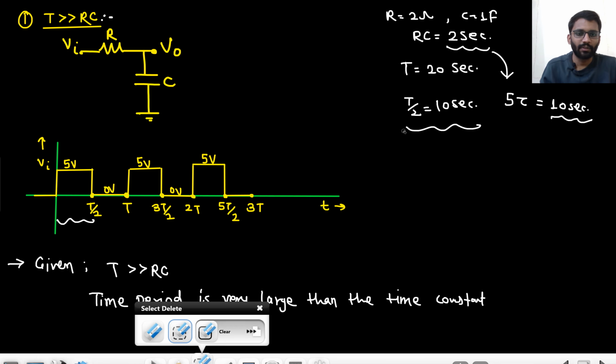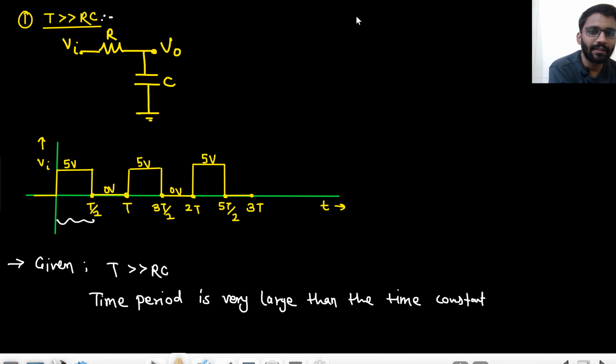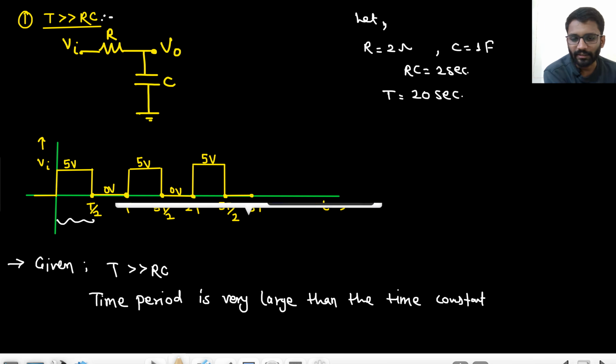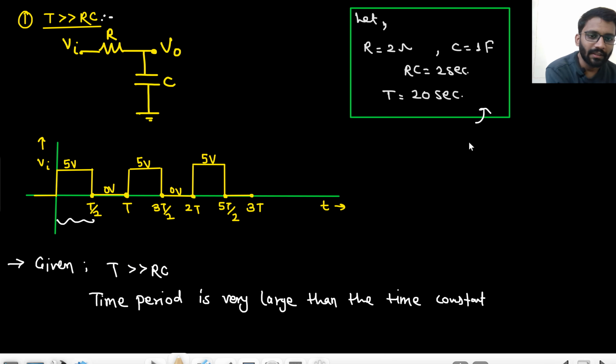Okay, so this is what we were writing. I will just write down the values. Let R equals 2 ohm, C equals 1 farad, RC would be 2 seconds, and T equals 20 seconds. I will put it in a box and write that this would be given. This thing would be given to you.